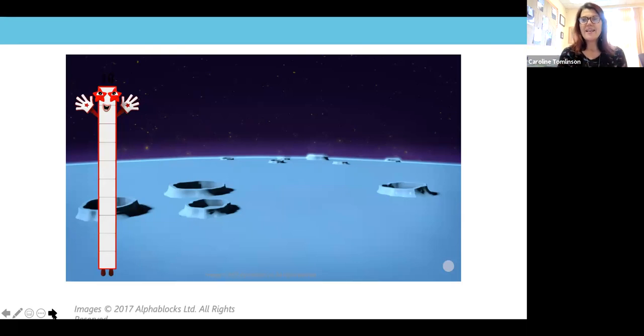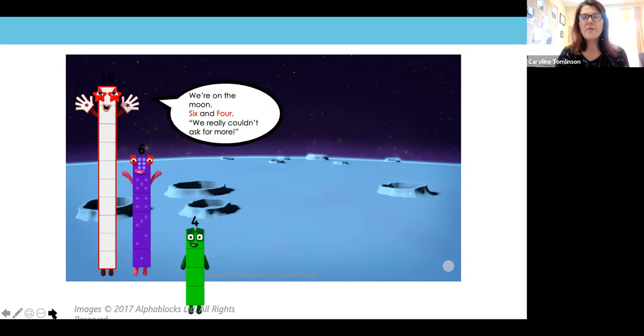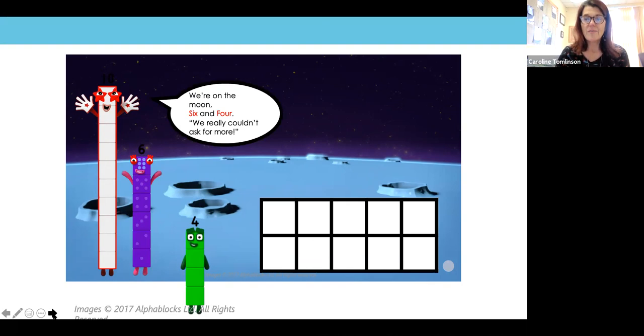If any of you have ever seen Numberblocks, you'll know that they're a really fun and informative way for children to explore number. And it starts off with 10. So that's our 10. 10, as you can see, is made up of 2 Numberblocks characters, 6 and 4, and this is an introduction to the building blocks of addition understanding, and that's number bonds. We're on the moon, 6 and 4, we couldn't ask for more.